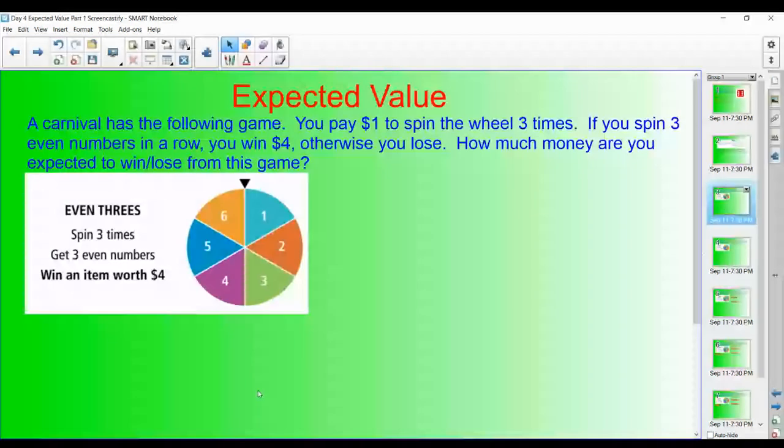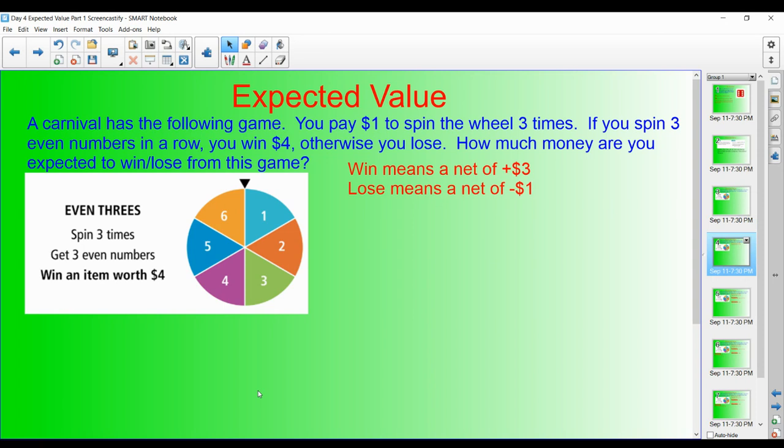So we're going to have a carnival game. You pay $1, you spin the wheel 3 times. If you get even, you win. Otherwise, you lose. So we got to figure out the expected value of this game. So first off, we have to figure out our events. So at the end of the game, in this case, we could either win or we can lose. And if I win, I'm going to get $3 because I paid 1 and I get 4 back, so I'm up $3. Lose, I just lose $1. I lose what I paid, and then I'm done.